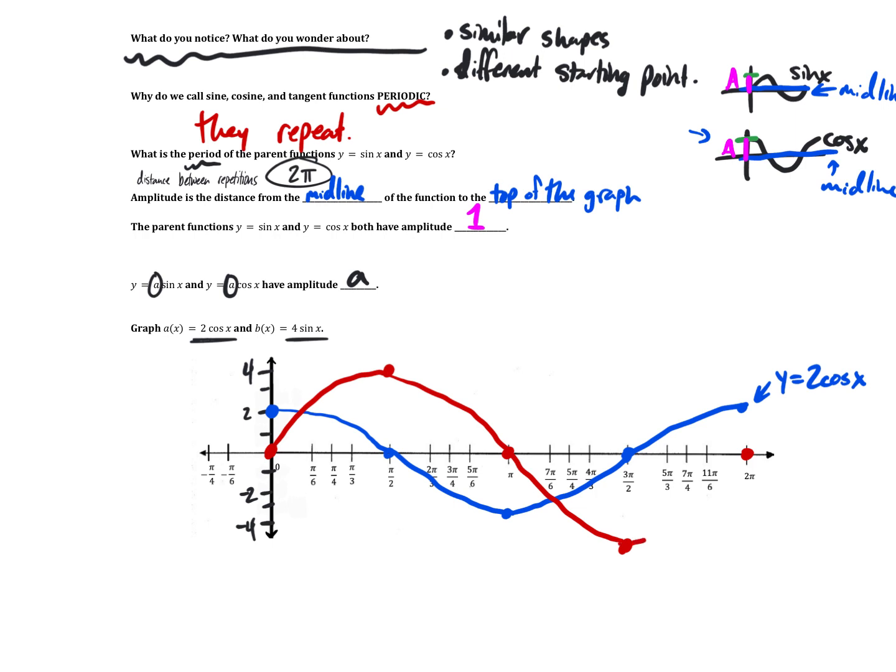I'm doing my best to draw a really nice smooth curve. A lot of the time people end up drawing curves that look like this. That is not the goal. I don't want you to make it so pointy. You need to make it a smooth curve as best as you can. This is y equals 4 sine of x.